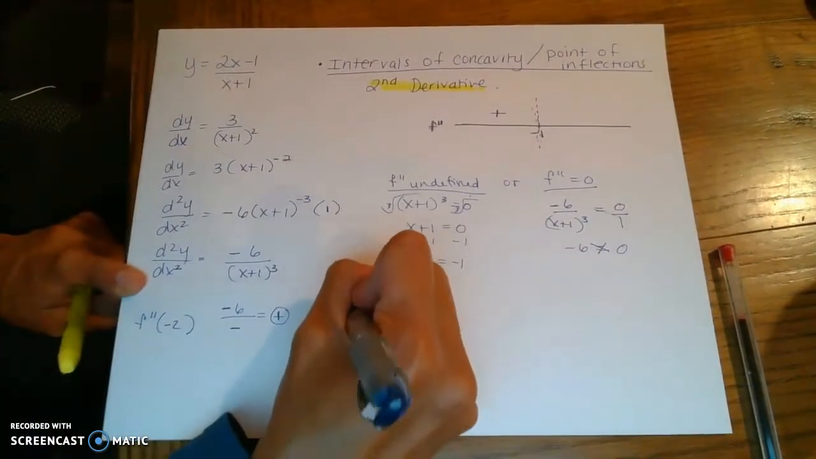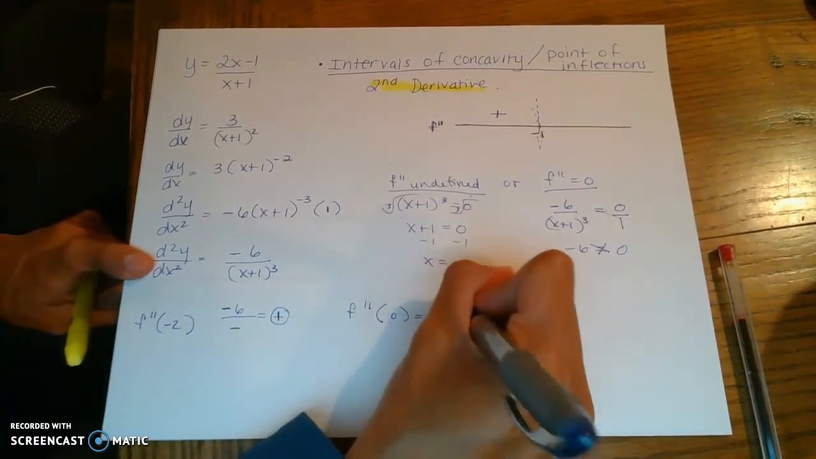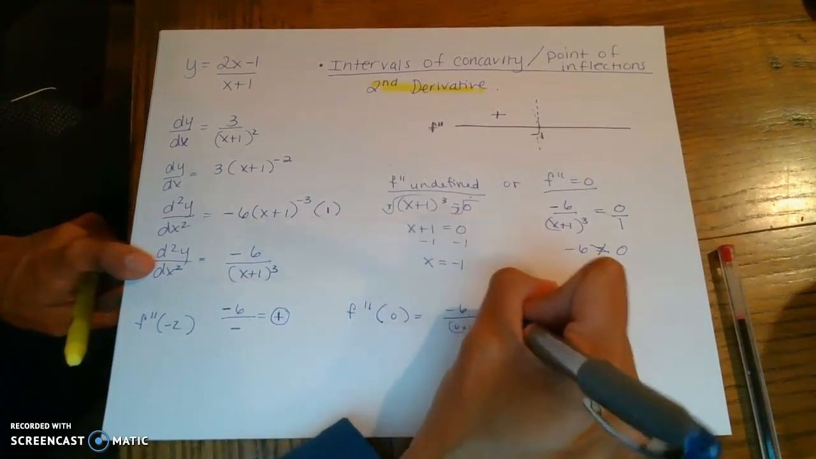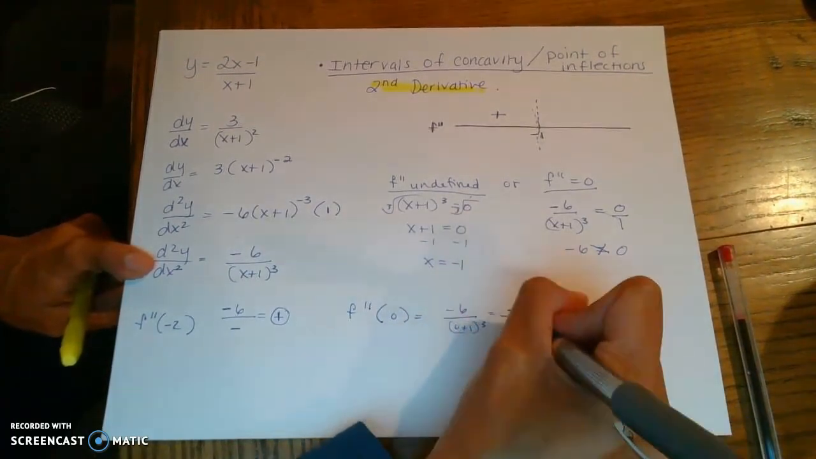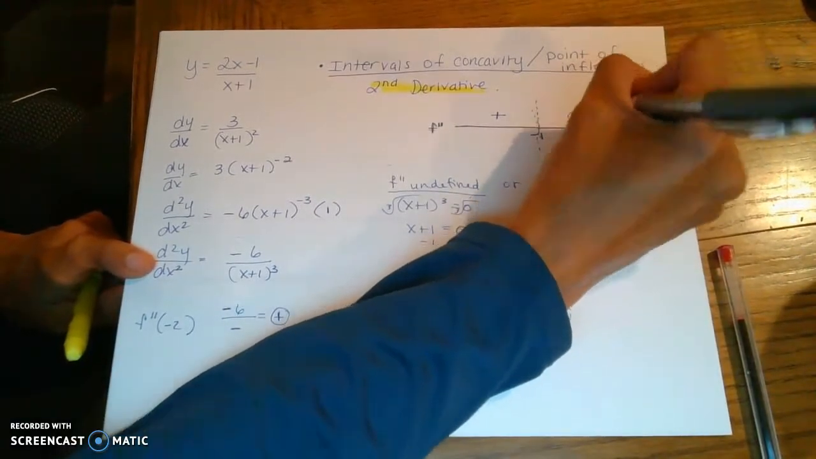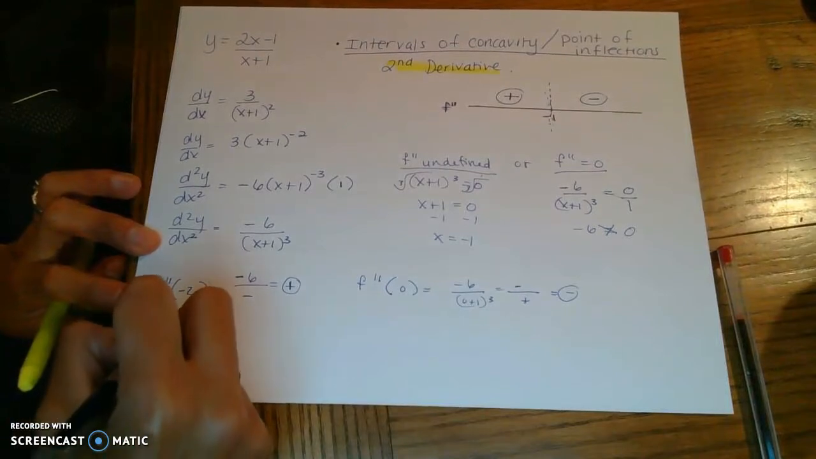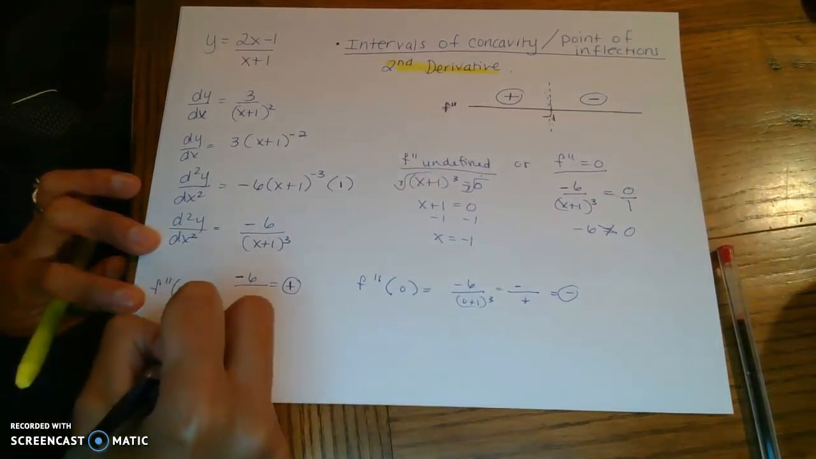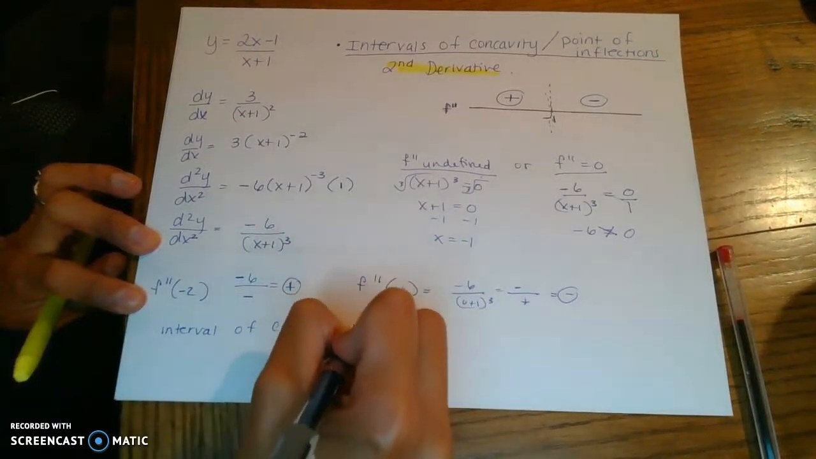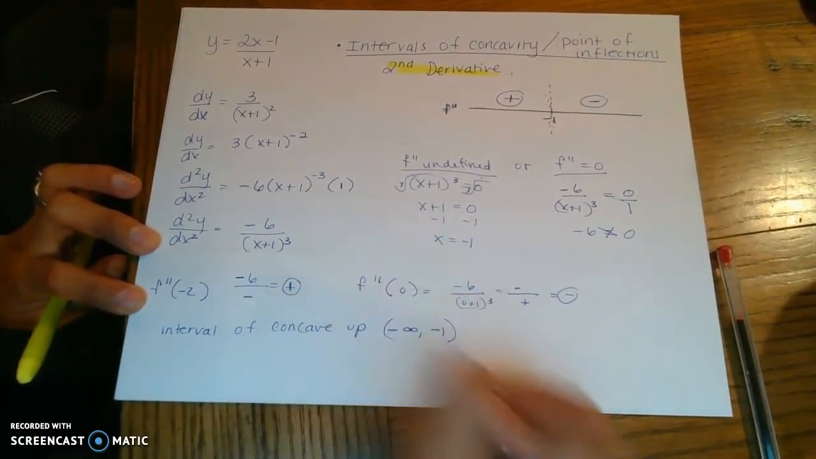Now, if I try the second derivative for when x is 0, I get -6 over (0 plus 1) cubed, which is just a negative on top and a positive on the bottom, which is a negative. So that means this is negative. So here I can say, yes, I have an interval of concave up. The interval of concave up is from -infinity to -1, not inclusive.